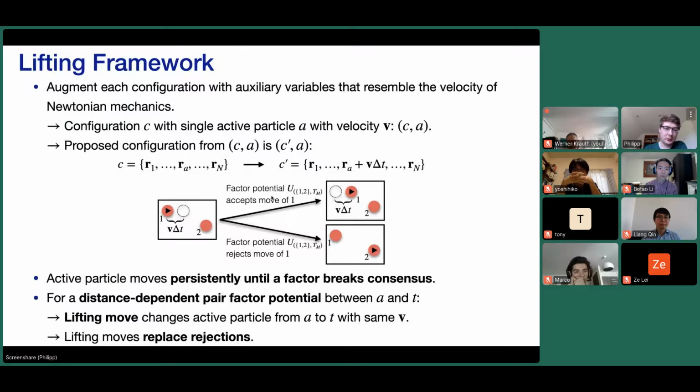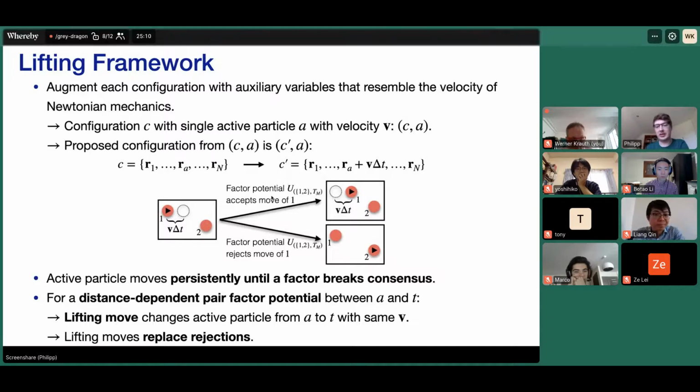Just to highlight, what we achieve by this lifting framework is that the active particle moves persistently until one given factor breaks consensus. Of course, the active particle has to participate in this factor. And then if you have a distance-dependent pair factor potential between A and T, we have to do these lifting moves. A lifting move changes the active particle from A to T, but the target particle then has the same velocity. So it continues to go into the same direction. And these lifting moves thus replace the characteristic rejections.